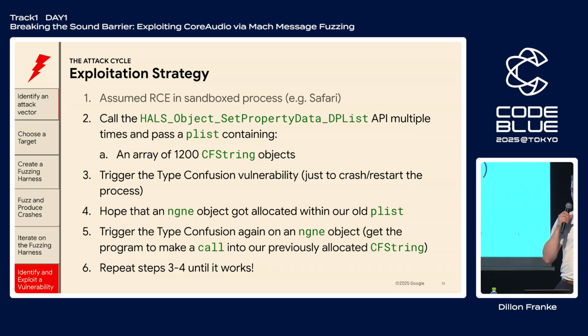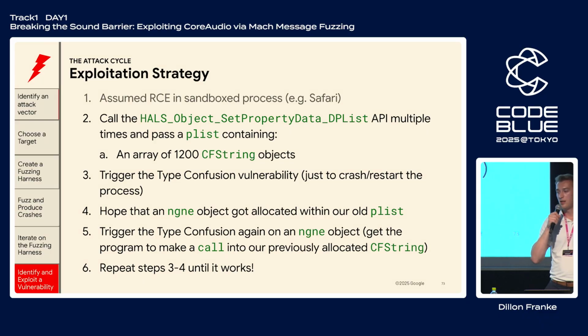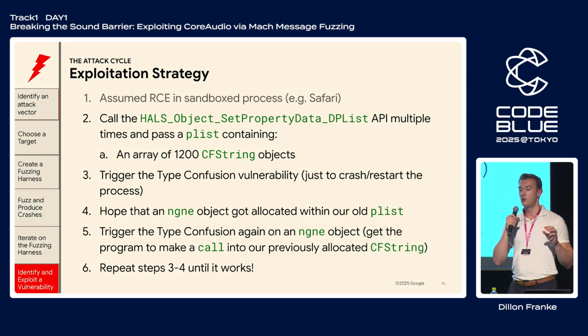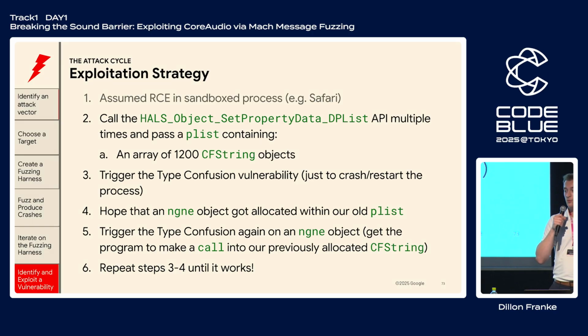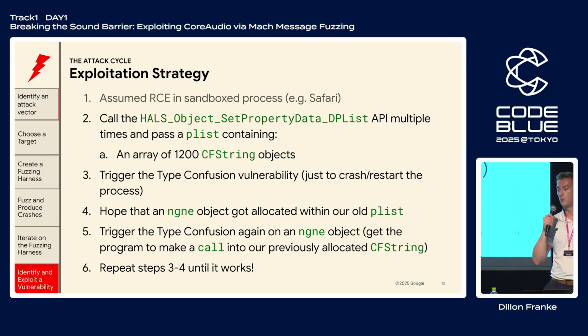So the updated exploitation strategy would be, and of course, we're assuming once again that we have an RCE in a sandbox process like Safari. We would call this set property data plist API multiple times, pass a plist containing an array of CF string objects. Then we'd trigger the type confusion the first time just to crash and restart the process so that it would load our plist into memory.